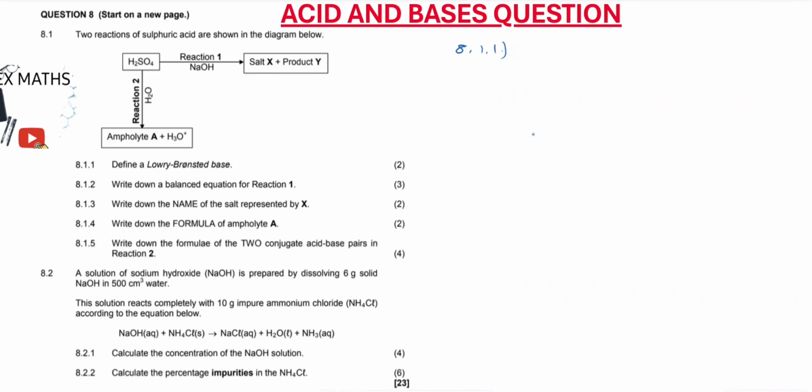8.1.1, define a Lowry-Bronsted base. A Lowry-Bronsted base is defined as a proton acceptor. The proton that we mean in acids and bases is the H+ ion.